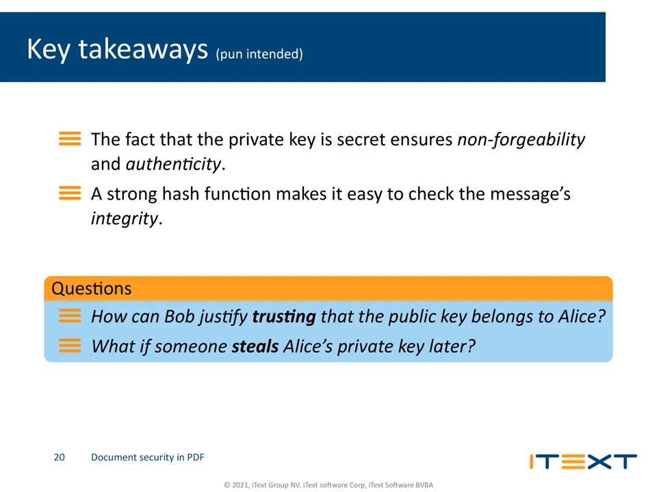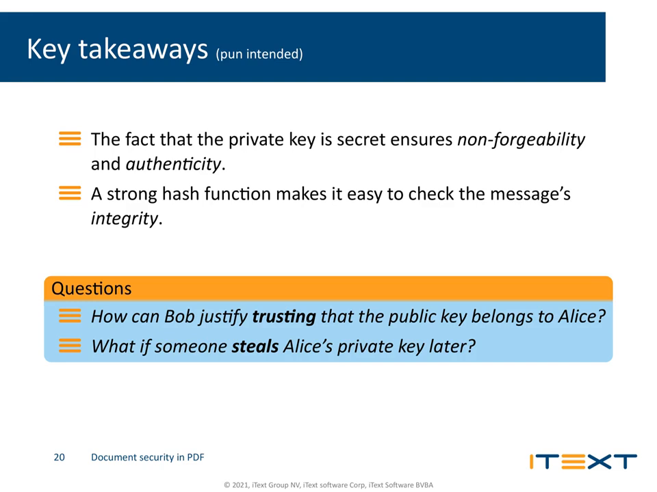Now, this leaves open two questions. The first one is the obvious elephant in the room. How can Bob justify trusting that the public key he has actually belongs to Alice? Because technically all he did was verify that the signature was produced by the public key that he has. But how can he know that that public key actually is Alice's? So to avoid impersonation, Bob should still check that the key he has is actually Alice's.